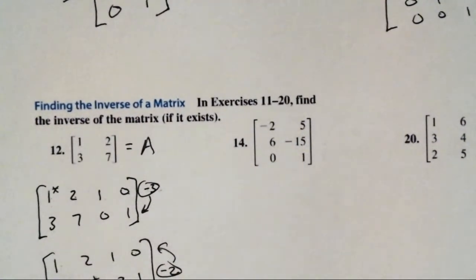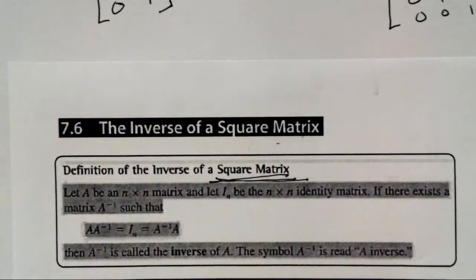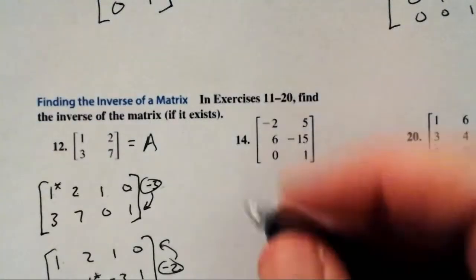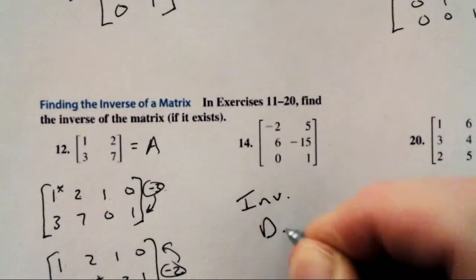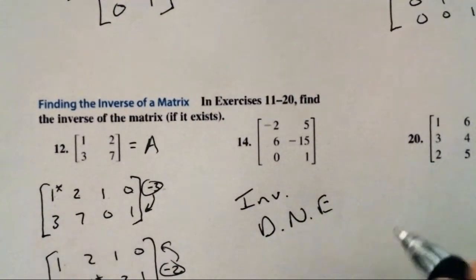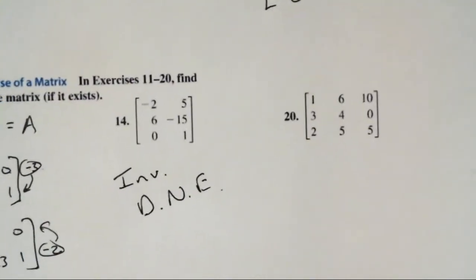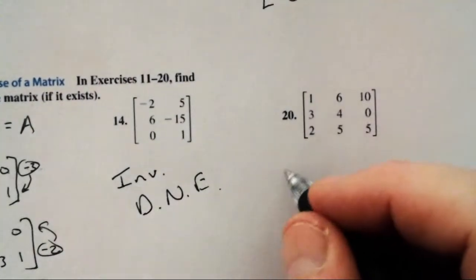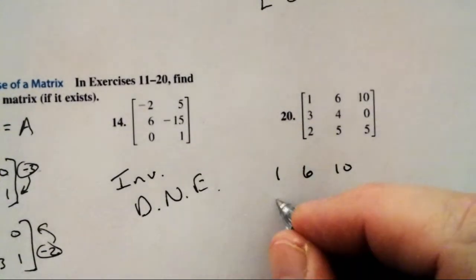Inverse, I'm going to refer you back to this page. Square matrix, and I mentioned that we have to have square matrices to get inverses. So inverse does not exist. Number 20 is going to be a little bit messy, but I'm going to go through that process. It's good practice for us for our Gauss-Jordan.